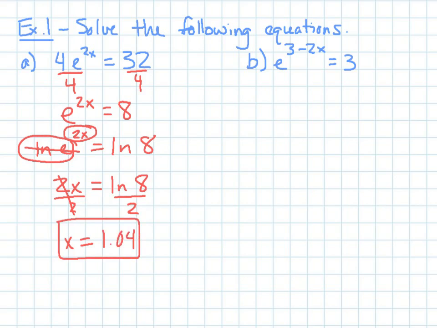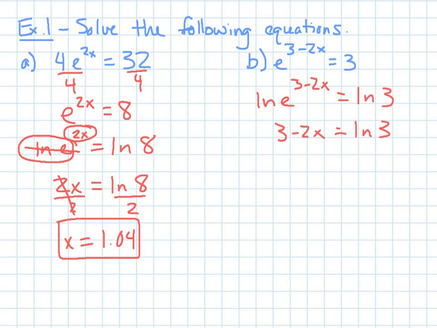Letter B says e to the 3 minus 2x power equals 3. Now e is already by itself, so I don't have to move anything away from it, because 3 minus 2x is all in the exponent. So here I can do ln to both sides again. And now those ln's cancel, so you're left with 3 minus 2x equals ln of 3.